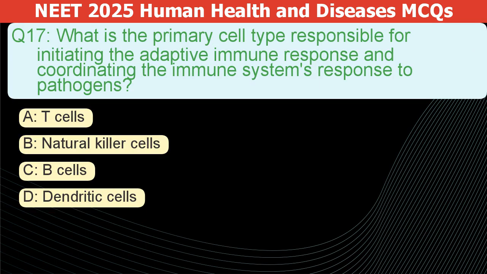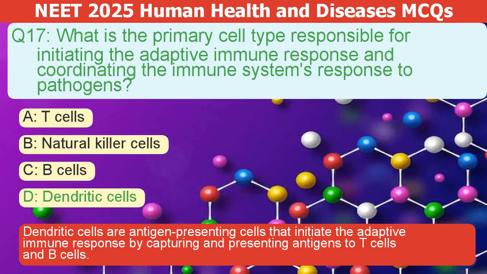What is the primary cell type responsible for initiating the adaptive immune response and coordinating the immune system's response to pathogens? A. T cells. B. Natural killer cells. C. B cells. D. Dendritic cells. The correct answer is D. Dendritic cells are antigen-presenting cells that initiate the adaptive immune response by capturing and presenting antigens to T cells and B cells.